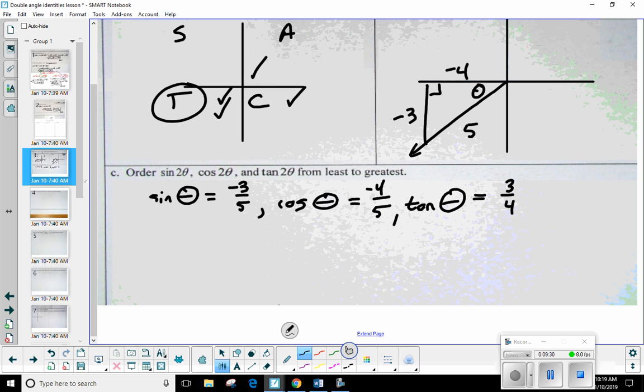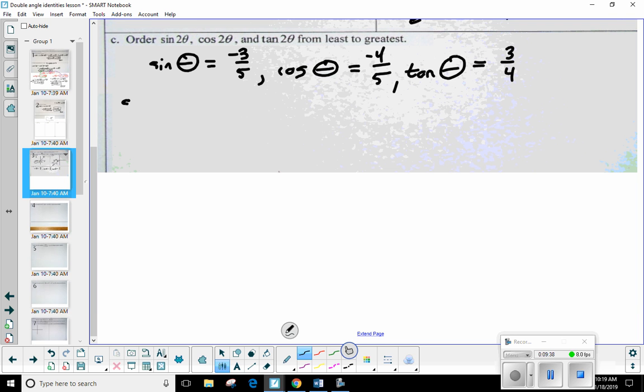Okay, so now let's go ahead and start with sine of 2 theta. Let's get our identities, and let's plug in. So sine of 2 theta. Okay, let's see here. How about Skylar? What is the double angle identity for sine?